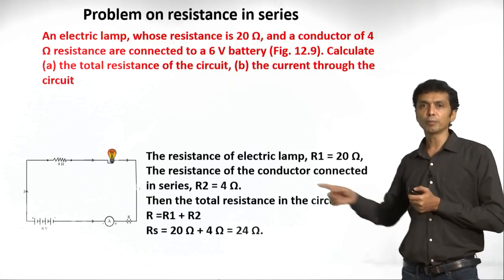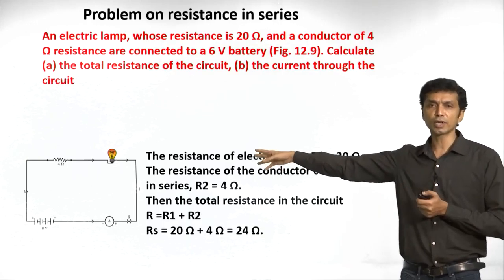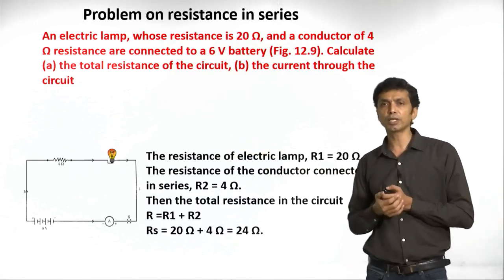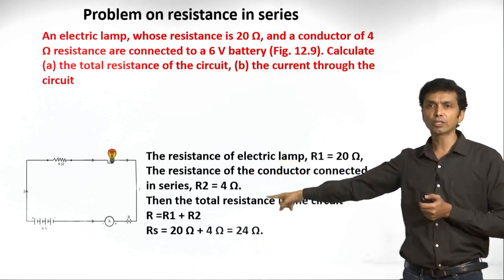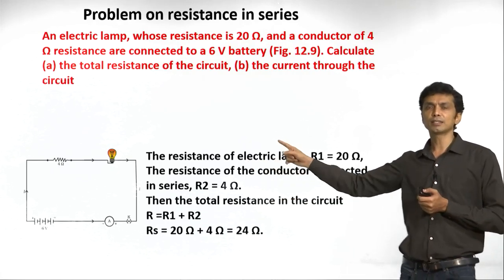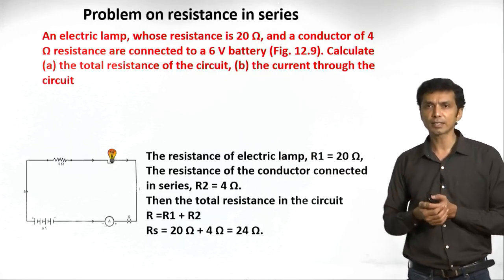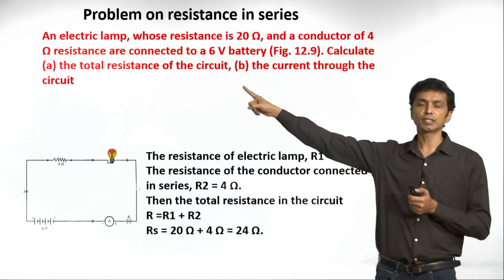So, here is the problem. You can see 2 resistors. A bulb is also a resistor. There is another resistor symbolically given there. One is 20 ohm, another is 4 ohm. If you add those two, that is the series resistance, total resistance RS. That is the first sub question.